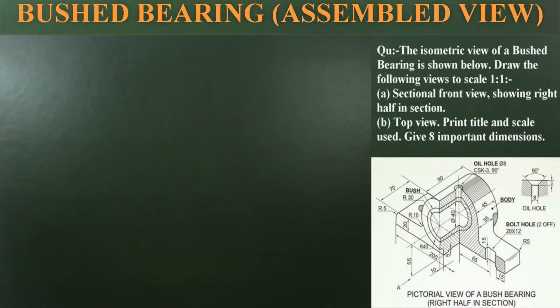Problem statement: the isometric view of a bush bearing is shown below. Draw the following views to scale 1:1. First, sectional front view showing right half in section. Second, top view. Print title and scale used. Give 8 important dimensions. So our task is to draw the sectional front view showing right half in section, then the top view of the assembled view of the bush bearing, and we have to maintain scale or ratio as 1:1. And then we have to print the title and write the scale used and important dimensions.